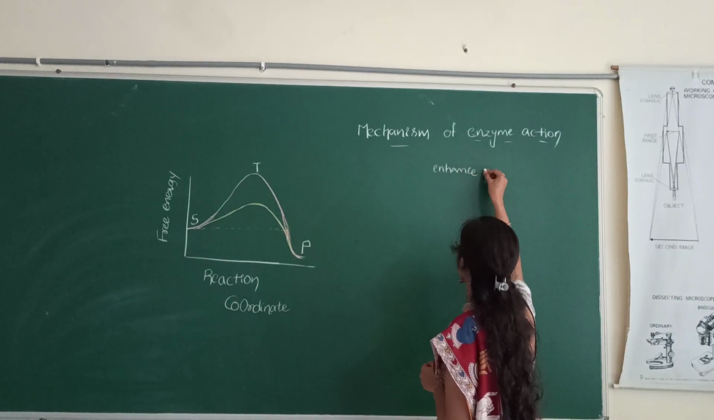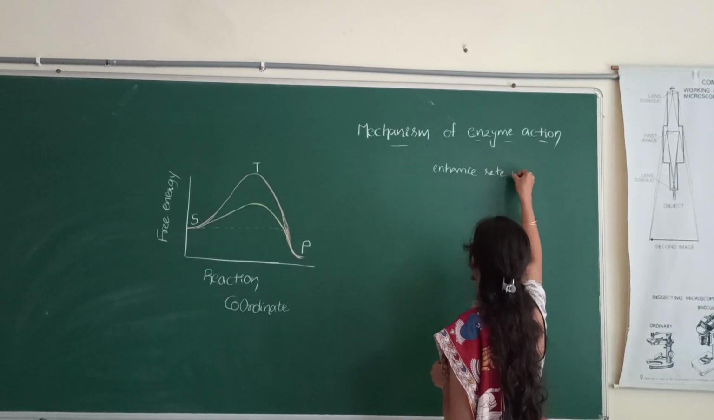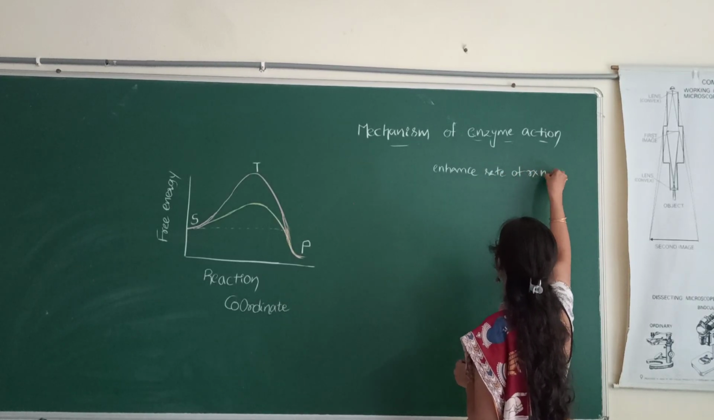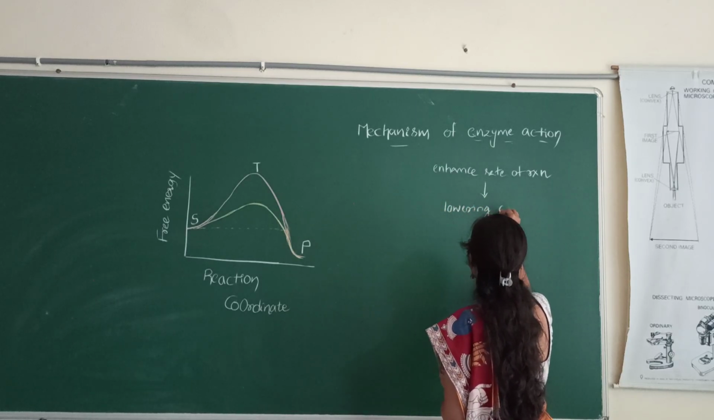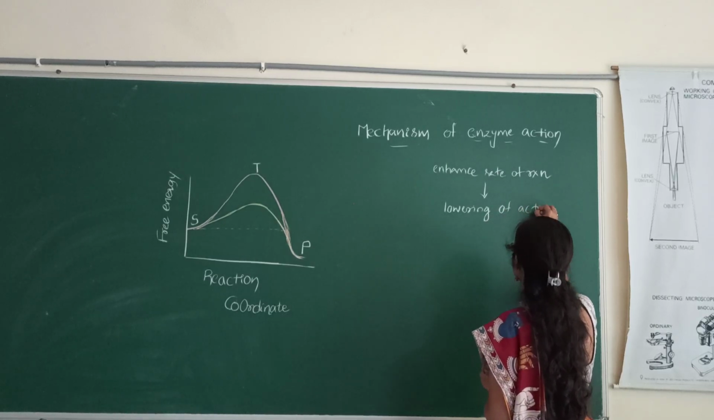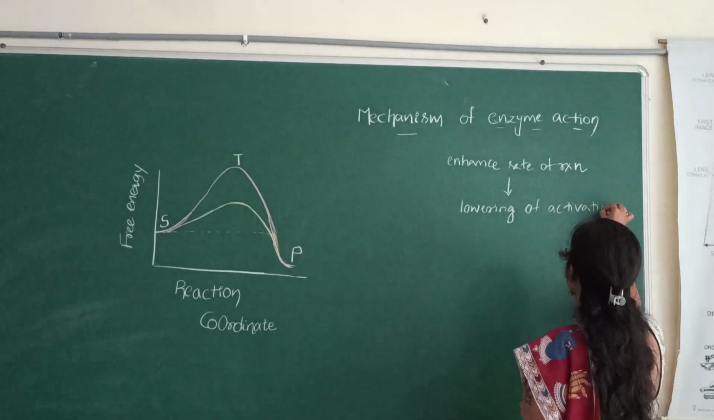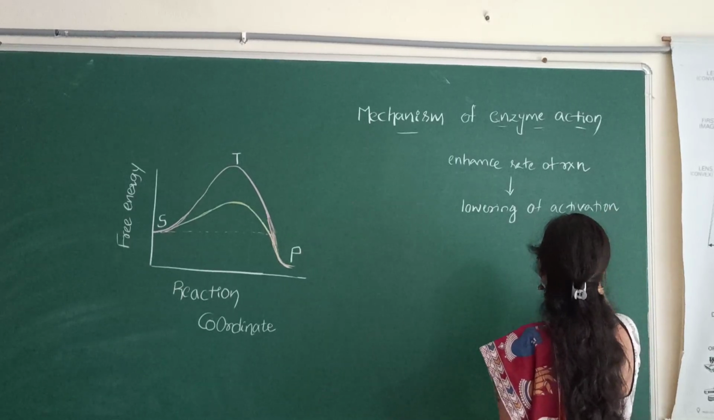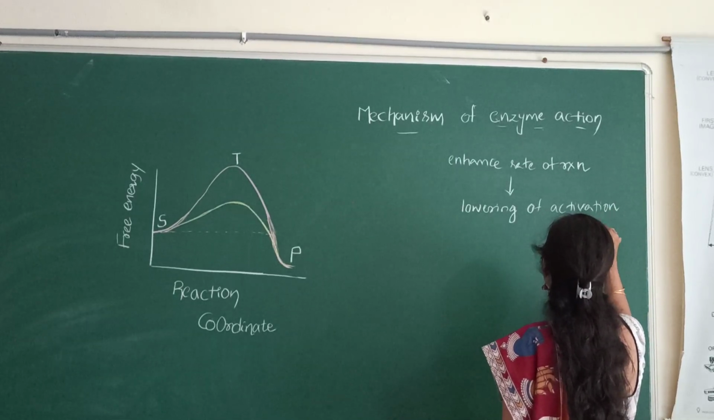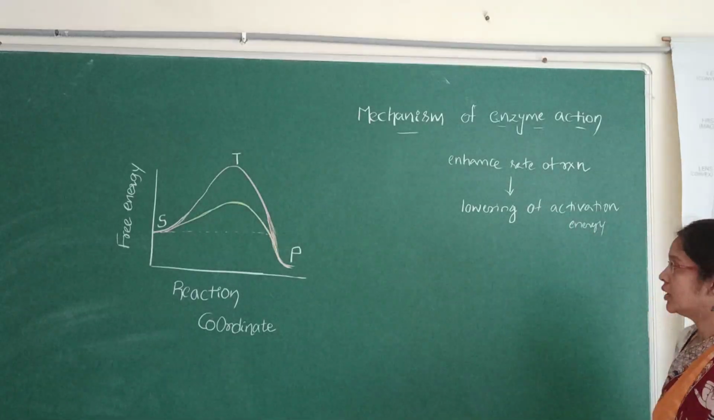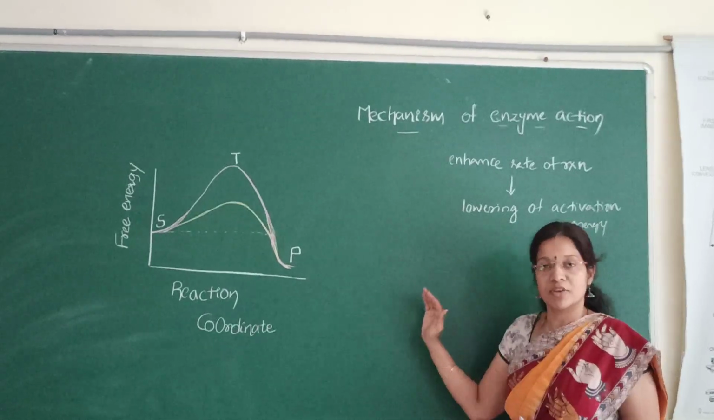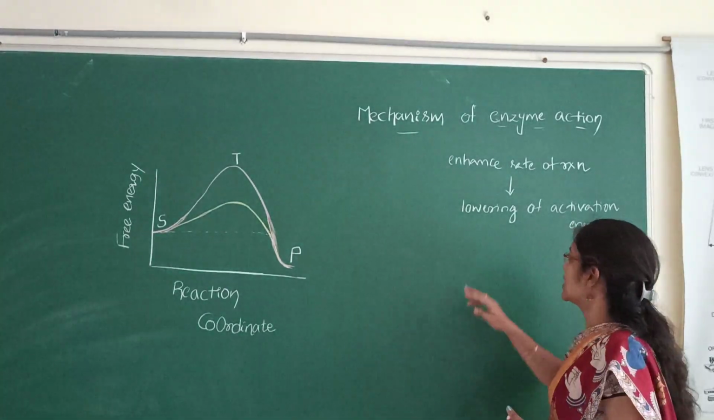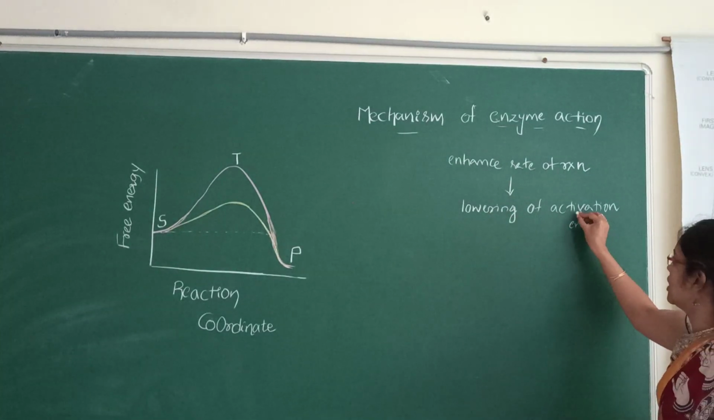They enhance the rate of reactions by lowering of activation energy. This is the main mechanism by which the enzymes are able to catalyze the reactions, catalyze the conversion of substrates to products. They lower the activation energy.